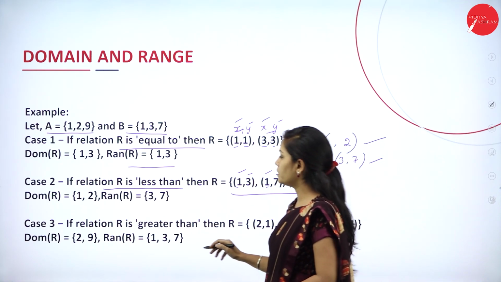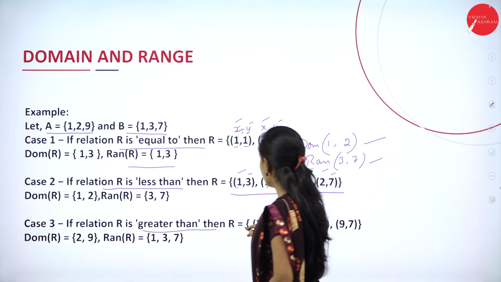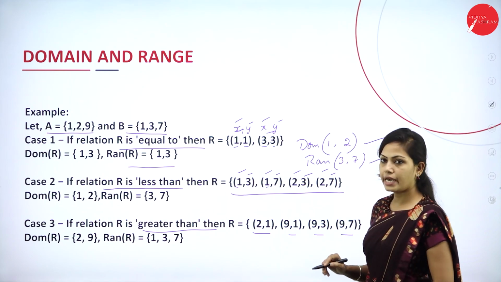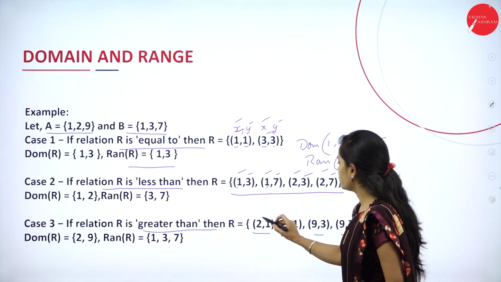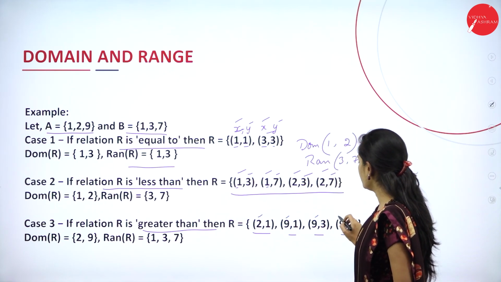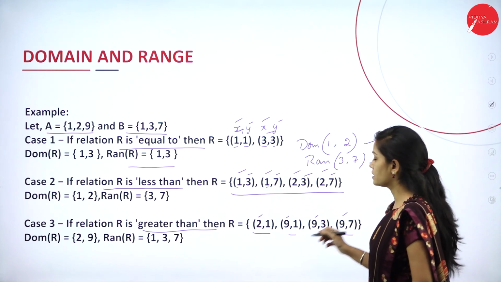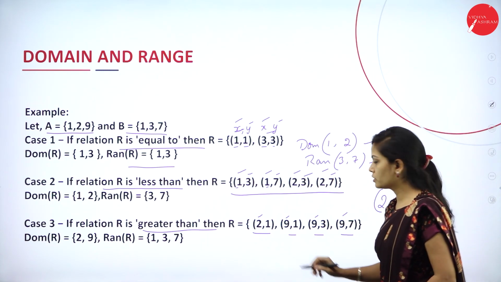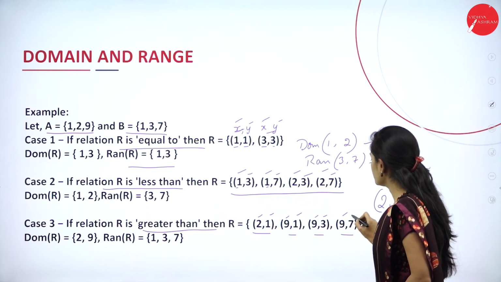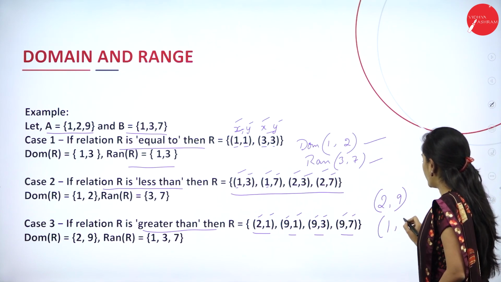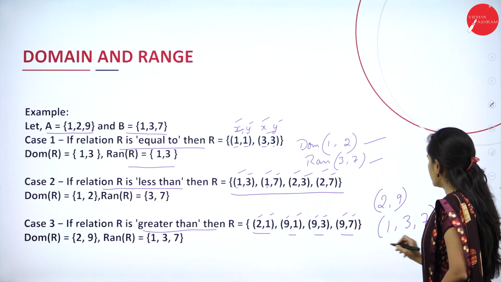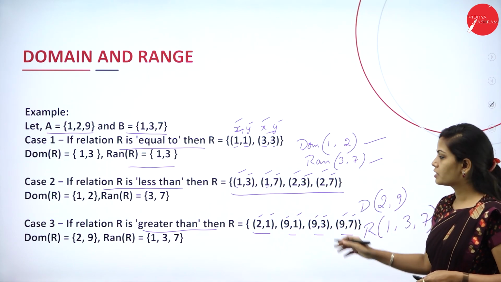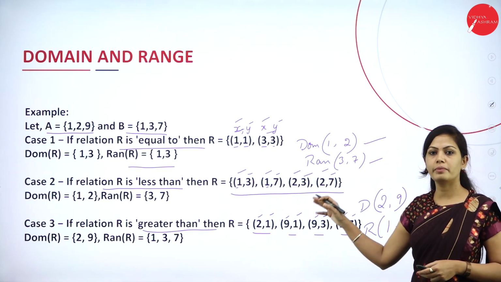So last example, relation R is equal to {(2,1), (9,1), (9,3), (9,7)}. So what is the domain? Domain means 2, 9, 9, 9. So directly I can write {2, 9}. And what is your range? 1, 1, 3, 7. So I will write {1, 3, 7} as my range. Domain is {2, 9}. So this is your correct answer for domain and range.